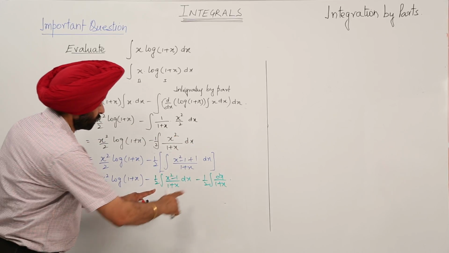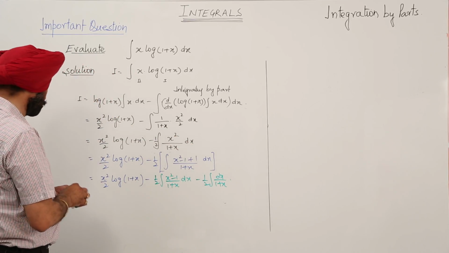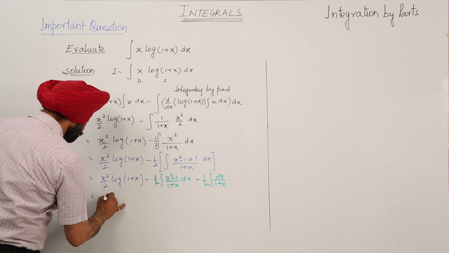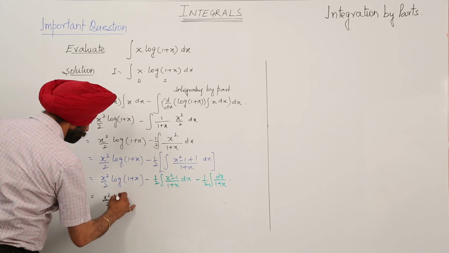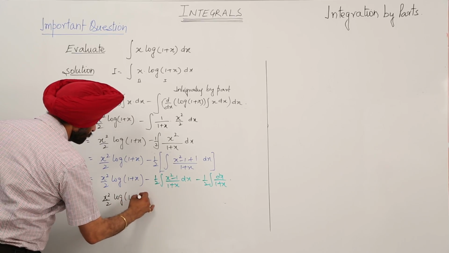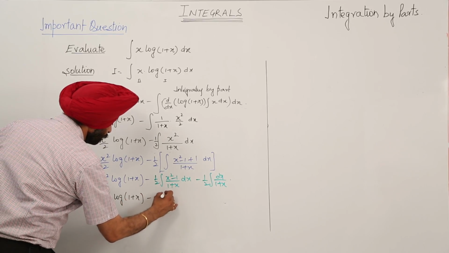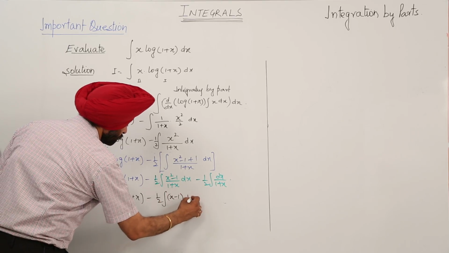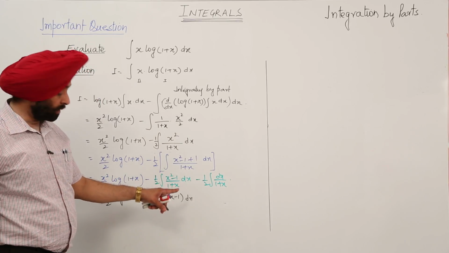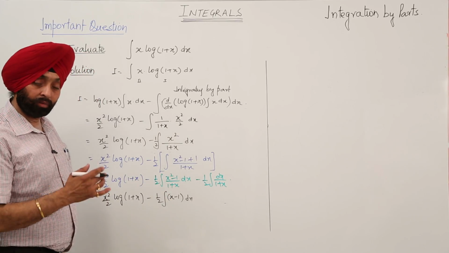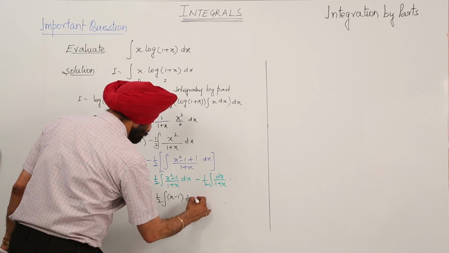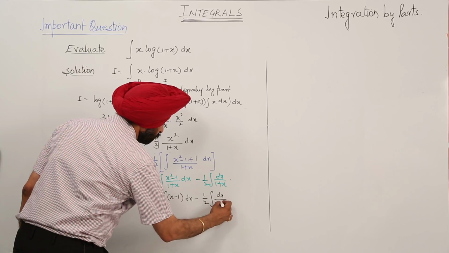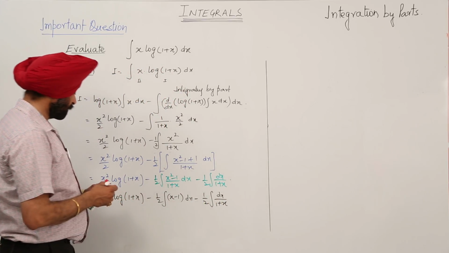This part we have split into two parts. Now we have x square upon 2 log(1 + x) minus half integration of x minus 1 dx, using the identity a square minus b square, we are left with a minus b, minus 1 upon 2 integration of dx upon 1 + x.